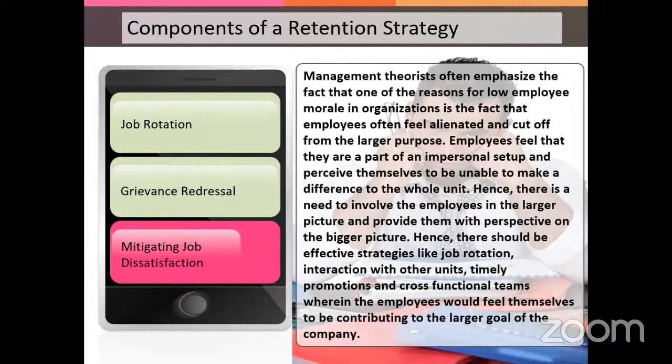Hence, there is a need to involve the employees in the larger picture and provide them with perspective on the bigger picture. Hence, there should be effective strategies like job rotation, interaction with other units, timely promotions, and cross-functional teams wherein the employees would feel themselves to be contributing to the larger goal of the company.